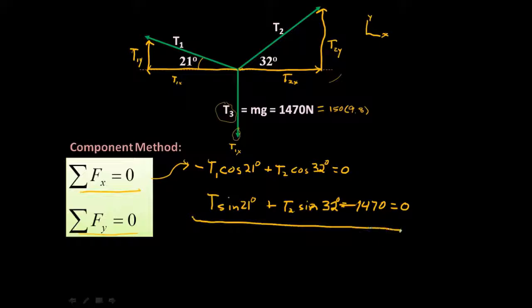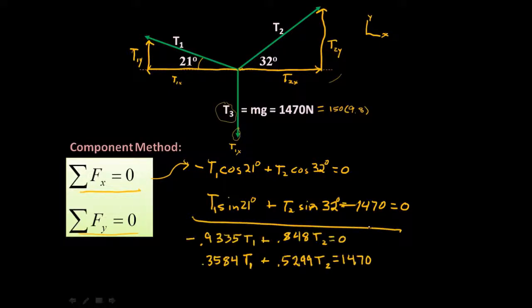Well, we can rewrite this problem as follows. Ta-da! There they are. The cosine of 21 degrees is 0.9335. The cosine of 32 degrees is 0.8480, and so on. Notice that I moved the 1470 over to the other side as a positive. In other words, I added 1470 to both sides. And so we have a little system of equations that you need to try to be able to solve.